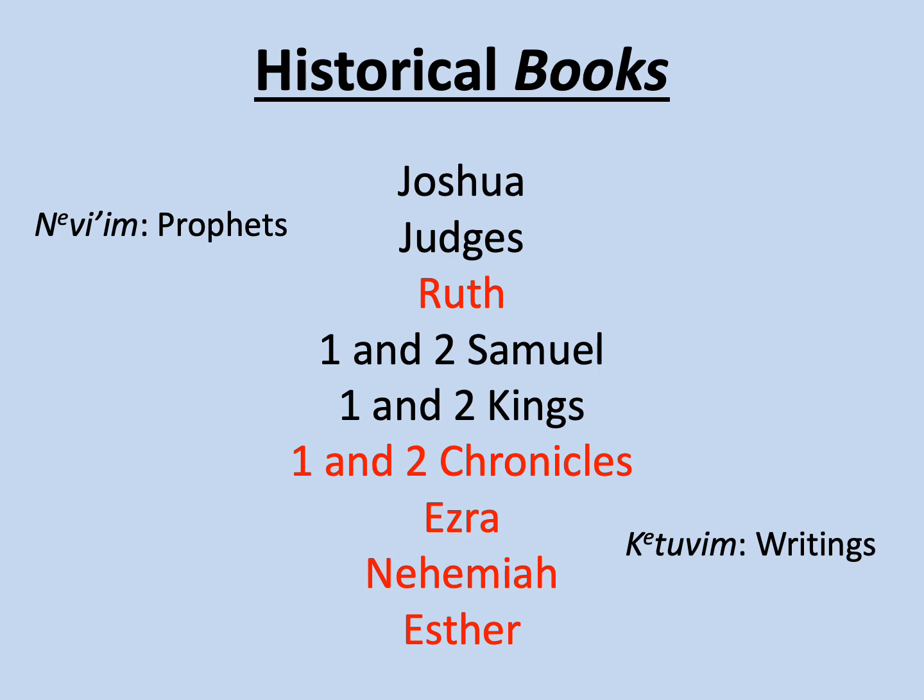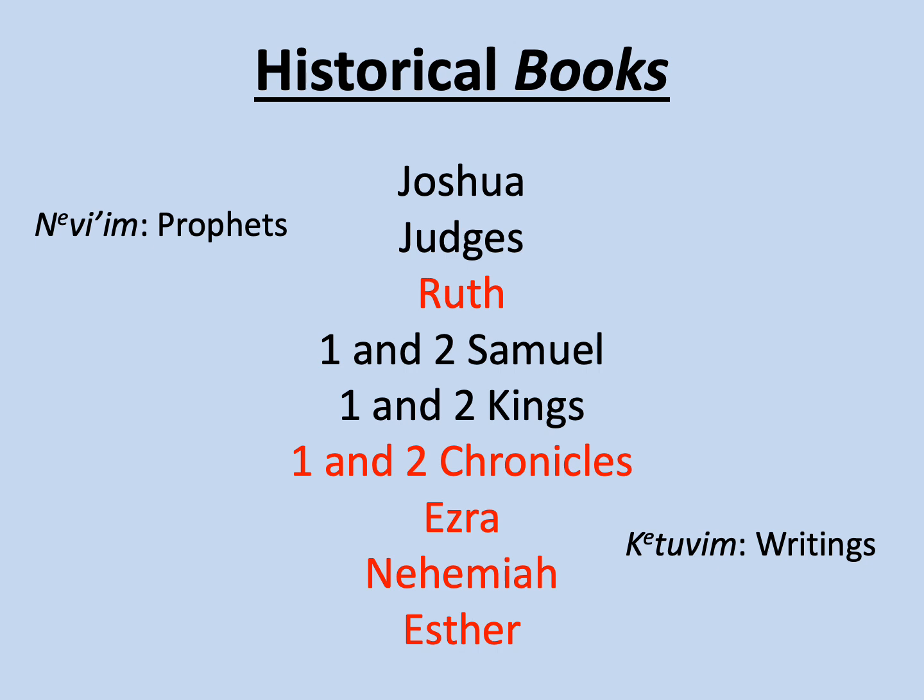The former prophets being Joshua, Judges, 1st and 2nd Samuel, 1st and 2nd Kings, the latter prophets being all the other prophets. The other books, Ruth, 1st and 2nd Chronicles, Ezra, Nehemiah, and Esther, are put alongside other books, including the wisdom literature and the Psalms, to give us the Ketuvim, the writings. So there is no historical books in the Old Testament, technically speaking.